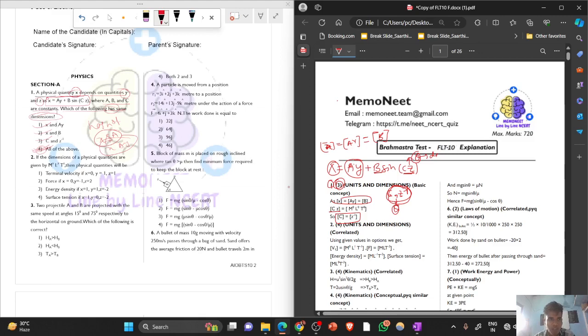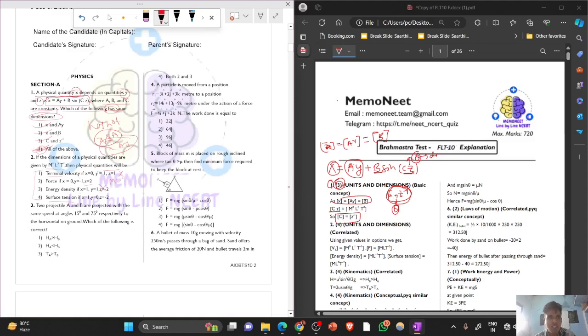If the dimension of a physical quantity is represented by M to the power x, L to the power y, T to the power z, then the physical quantity will be... Okay, it is asking which is the correct option. For velocity, you know it is LT minus 1, so that will not be correct. For force, you know it is MLT minus 2. It will also not be correct. For energy, the dimension of energy, that is work, is force into displacement, like ML squared T minus 2. It is also not correct.